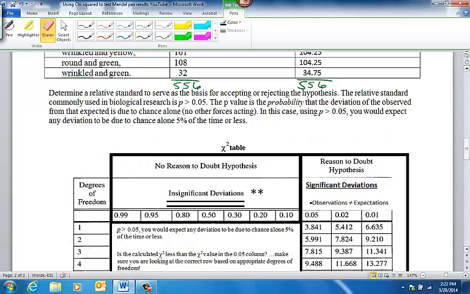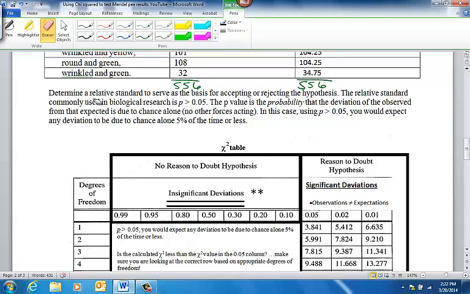So this is a biology lecture, not a statistics lecture. So I'm just showing you how to use the chi-squared statistical test. I am not going to go into how it was derived in the first place. I'm sure if you looked on other videos, you could find that from other people.